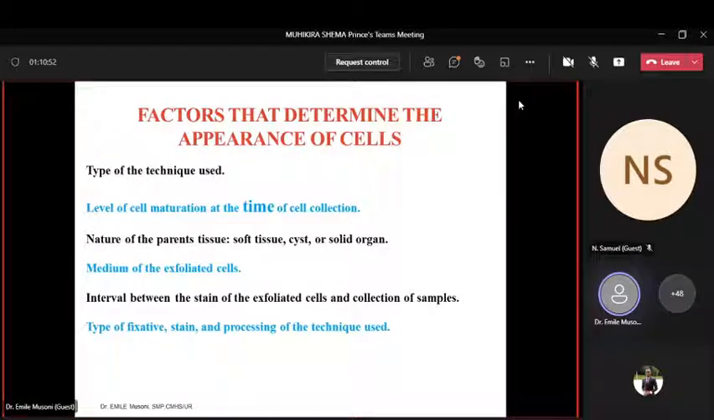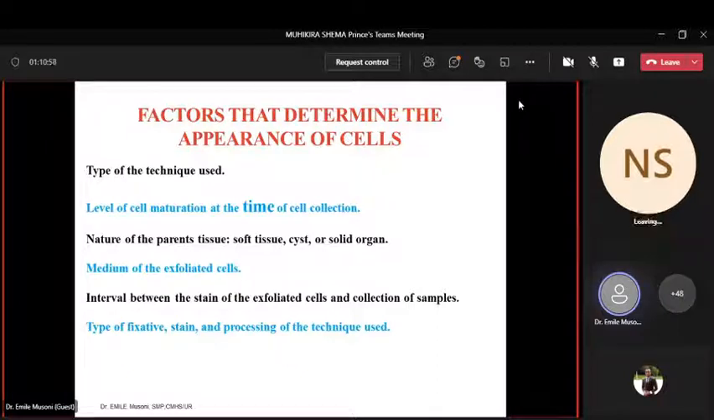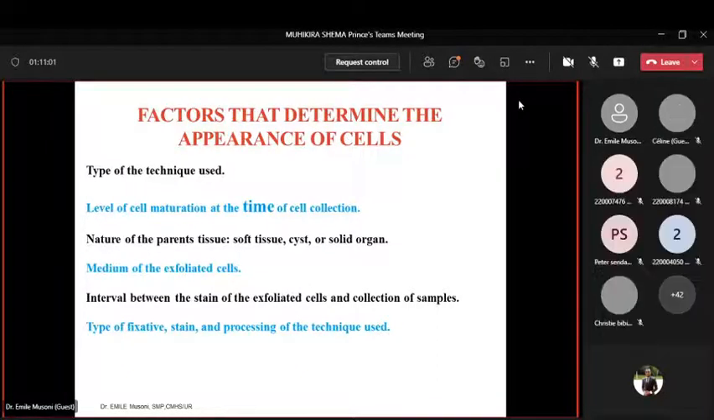For example, if you collect a sample for FNA, and then you delay fixation about 5 minutes, in that case there will be autolysis. So it will be difficult to know the diagnosis.